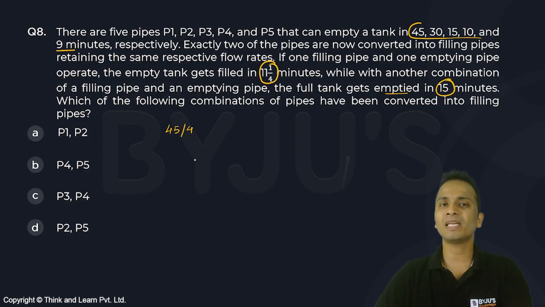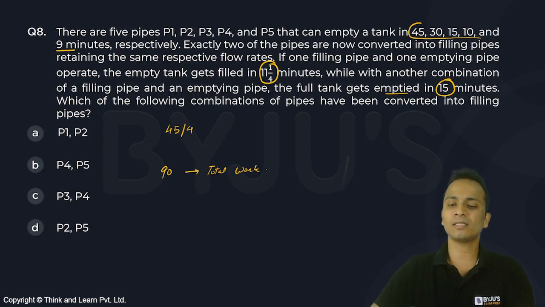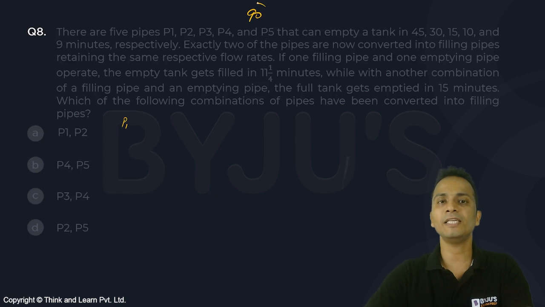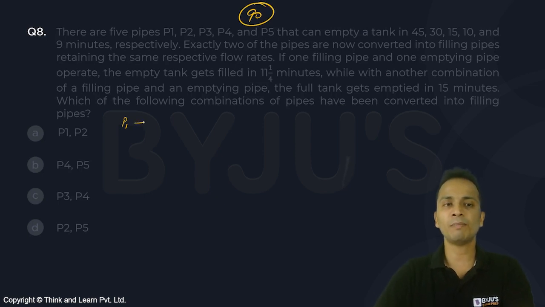The total work should be a number which is completely divisible by all these numbers, and that is 90. So I'll start by assuming the total work as 90 units, or the capacity of the tank as 90 liters, whatever we call it. Now, writing it for P1, P2, P3, P4 and P5, the amount of work done by them in 1 minute: P1, if the total work assumed is 90, will do 90 divided by 45, that is 2.